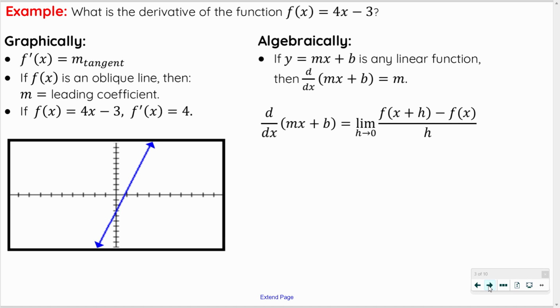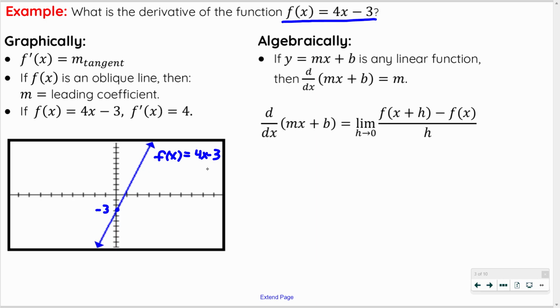Okay, let's look at a linear function that is an oblique line, so not a horizontal line. What is the derivative of f of x equal to 4x minus 3? Again, I am going to graph this line and look at it graphically. There is f of x, 4x minus 3. You see a y-intercept at negative 3, and then I can find all the other points by using the slope of 4.